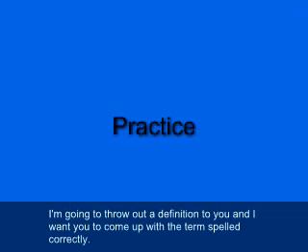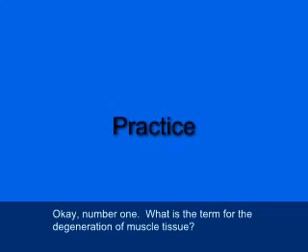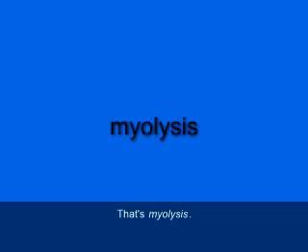Okay, that covers the pathologies. Now we're going to go back and do some practice. I'm going to throw out a definition to you, and I want you to come up with the term spelled correctly. Okay, number 1. What is the term for the degeneration of muscle tissue? That's myolysis, M-Y-O-L-Y-S-I-S.